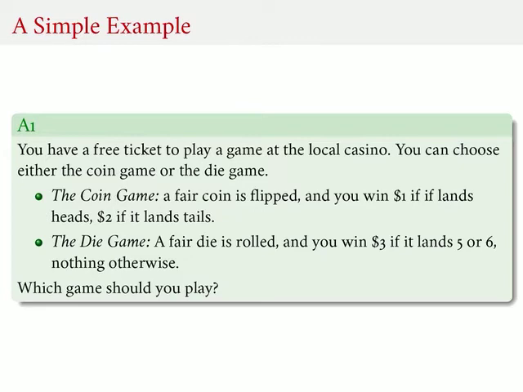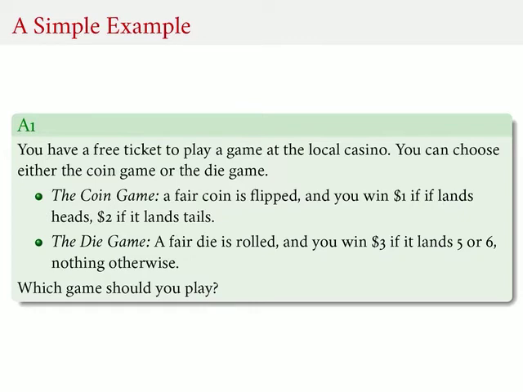You have a free ticket to play a game at the local casino. Now, when you get there, you can choose either the coin game or the die game. So what are these games? Well, the coin game is as follows. A fair coin is flipped, and you win $1 if it lands heads, and you win $2 if it lands tails. So that is the one game that you can choose to play.